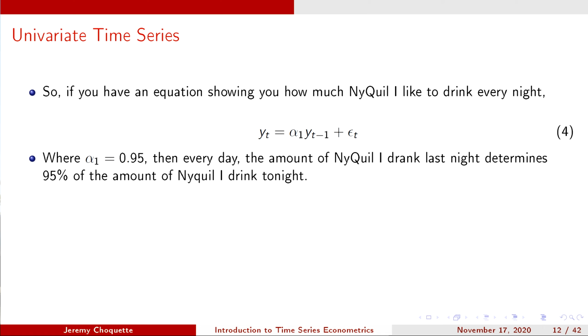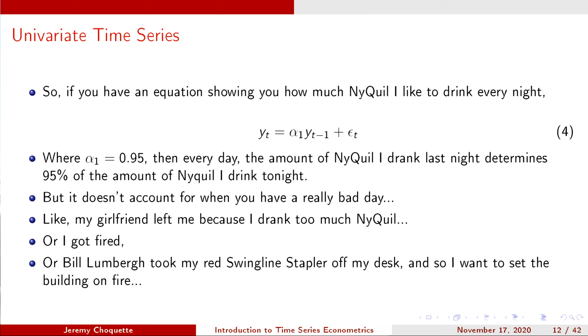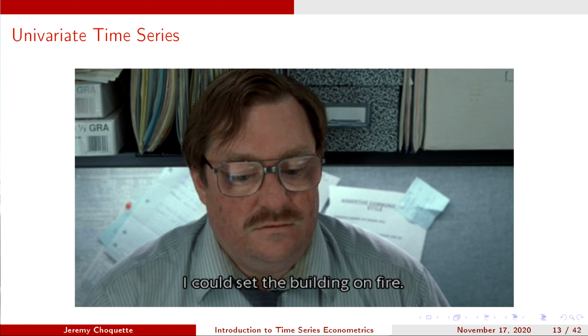So if this alpha 1 is 0.95, then every day, basically the amount of NyQuil I drank last night determines 95% of the amount of NyQuil I will drink tonight. But let's say I have a really bad day, like my girlfriend leaves me because I drink too much NyQuil, or I got fired. Well, actually, I got laid off, but I've never been fired from a job, so there's that. Or, Bill Lumbergh took my red Swingline stapler off my desk, and now I want to set the building on fire.